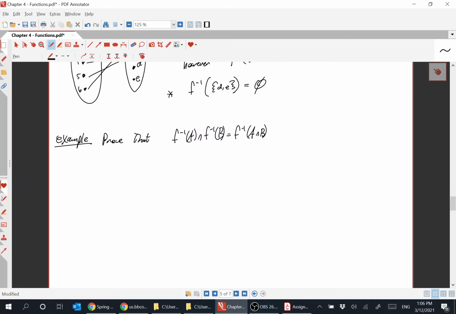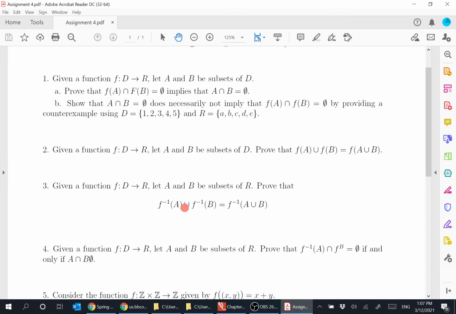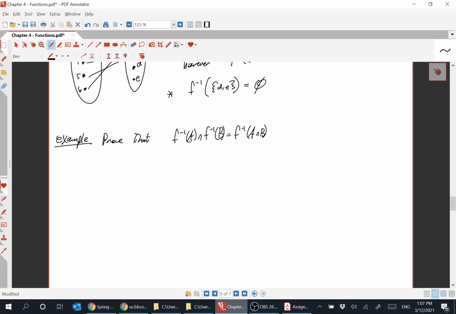So whereas the image of A intersection B is not the same as the image of A intersection the image of B, one is a subset of the other but not necessarily equal, with preimage it does work, they are actually equal. As is the union. So here we got the preimage of A union the preimage of B, exercise number 3, is equal to the preimage of A union B. So that you will prove on your homework. Let's do this one here in this class.